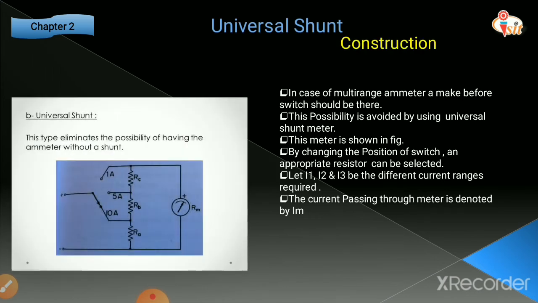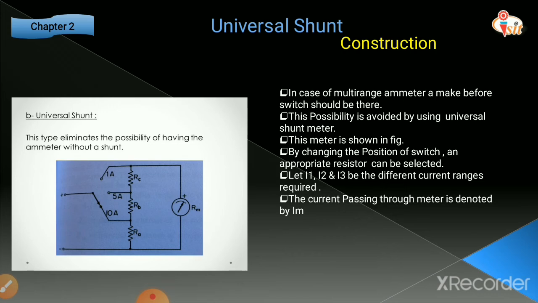Universal shunt. Okay, universal shunt. Then what is the difference between a basic DC ammeter, a multi-range ammeter and a universal shunt? Now I am going to show what the basic difference is. Here in the universal shunt, it is possible to have it without a shunt. Here we cannot use a shunt.